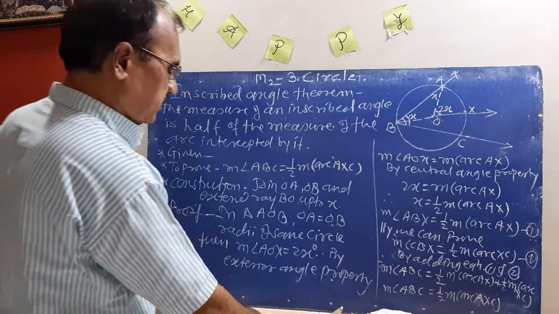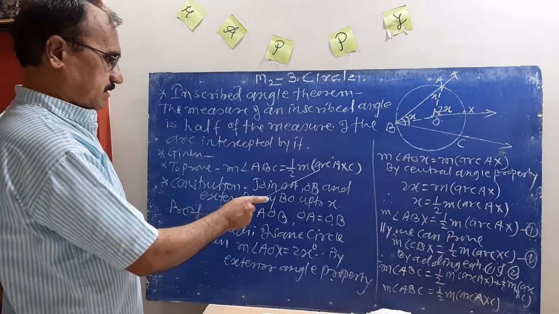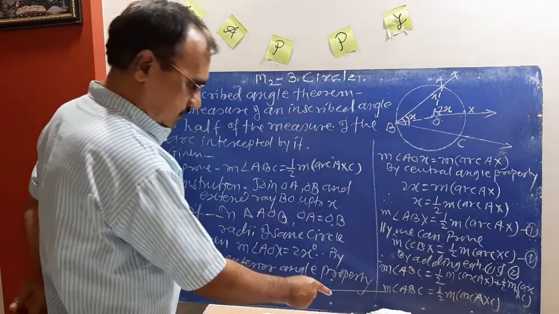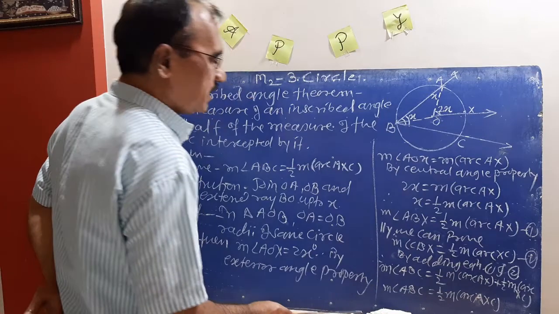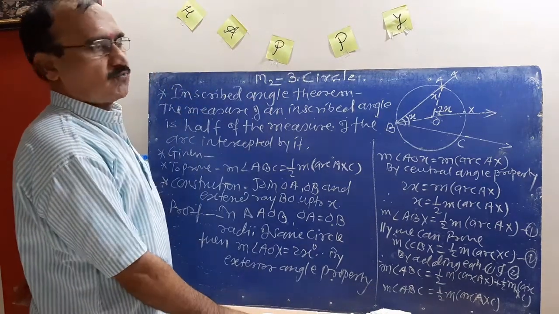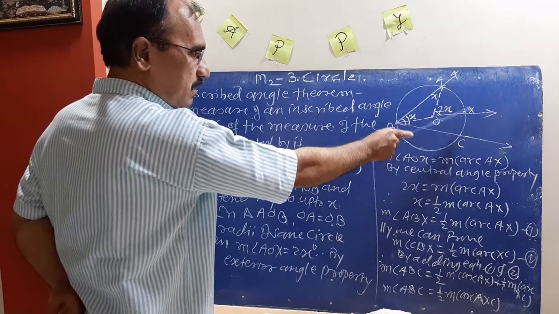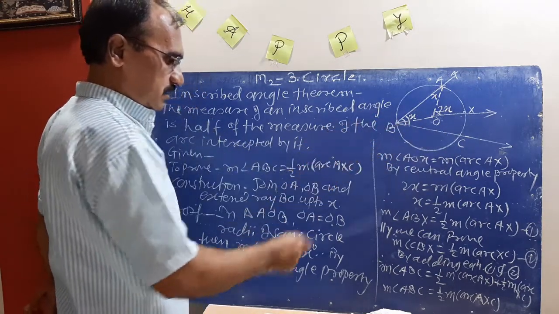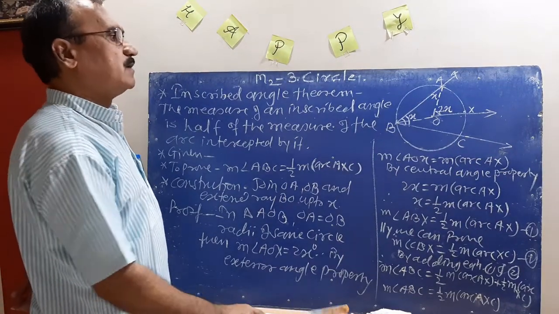And hence the theorem is proved. Measure angle ABC is equal to 1/2 measure arc AXC by the property of sum of arcs. We know if one point is common in both arcs, then we can add these two arcs, so we can prove the property of sum of arcs here.